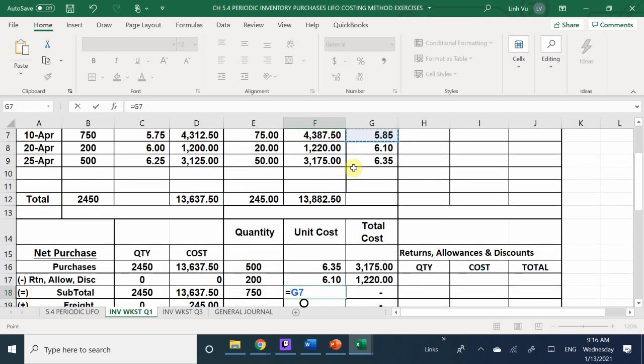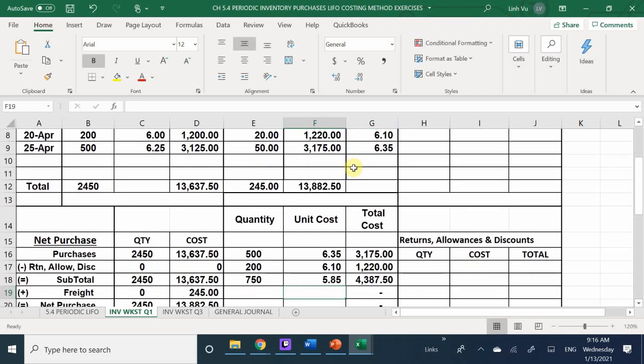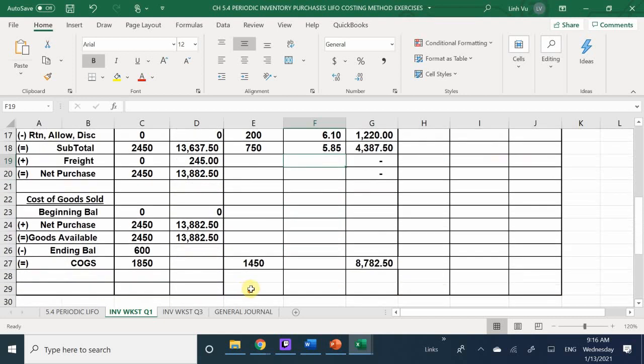Okay, and that $7.50 cost me a total of $6.35 each, bringing me a grand total of $4,387. Now, last but not least, how many more items do I have to sell?